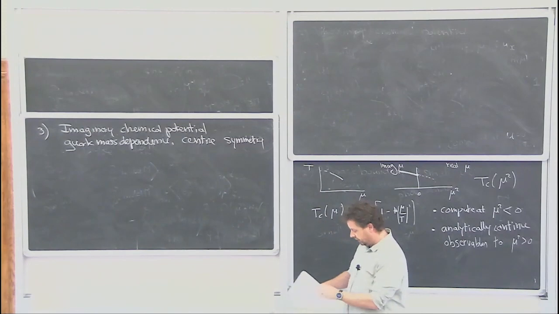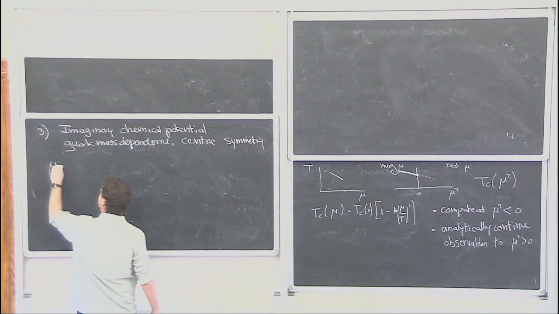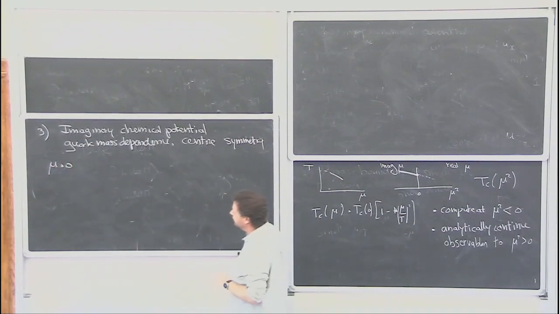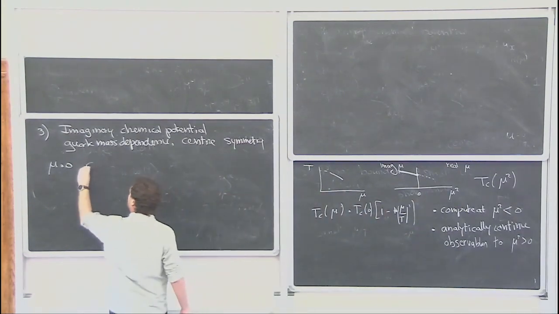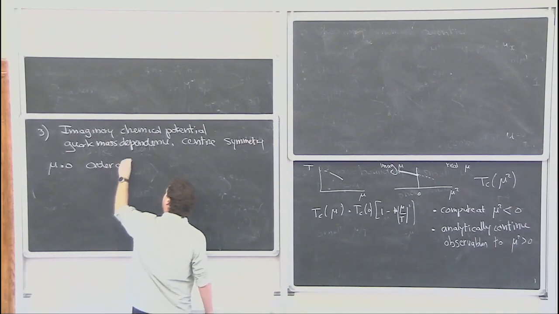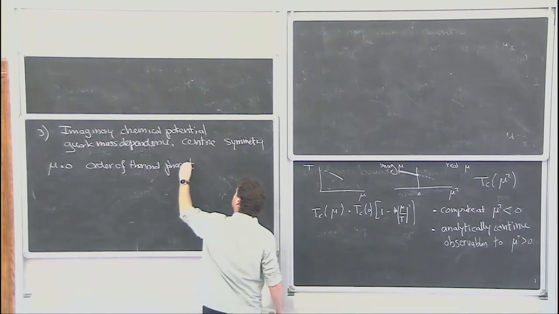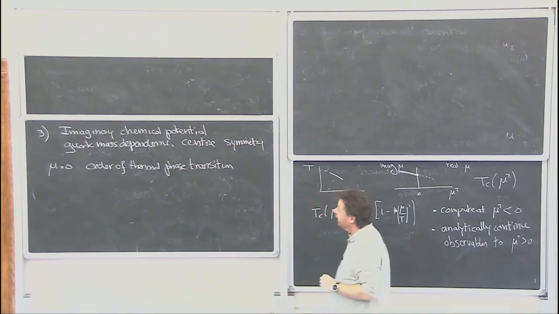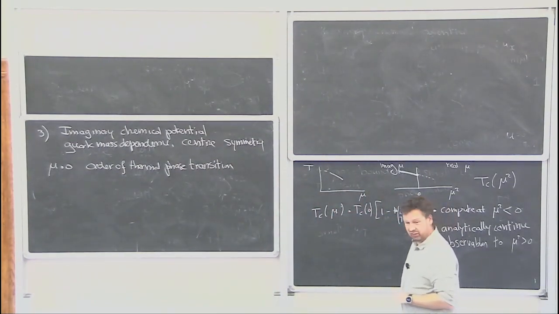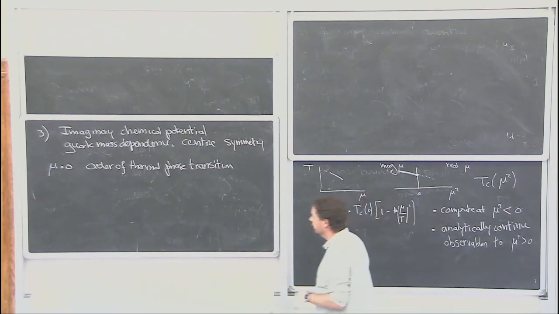So to get started on this, let's start with the easiest case. We're going to start simply at mu equals 0, and we're interested in the order of the thermal phase transition. And we are theoretical physicists, most of us, so we can change the quark mass and see how the order of the phase transition depends on the mass of the quarks.